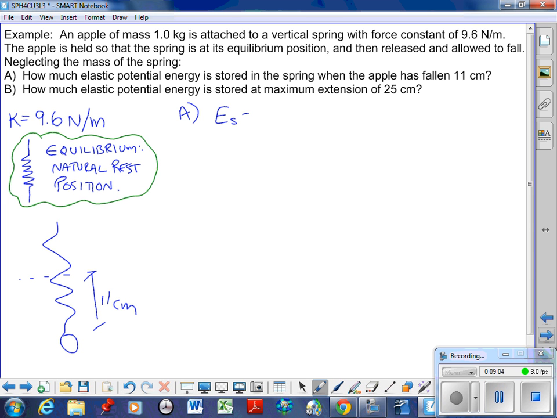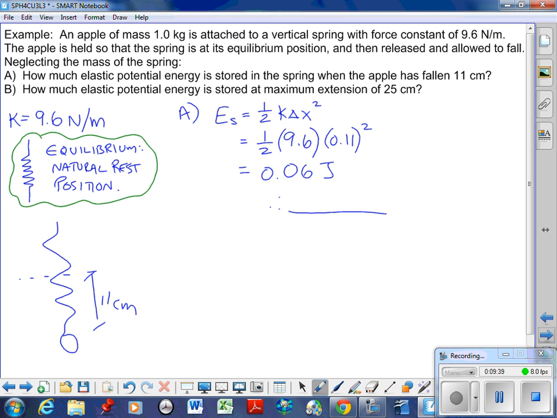So energy in the spring is equal to 1/2 K delta x squared. The only trick here is we got to make sure we work in metric or in SI units. So we do want to use 0.11 squared, not the 11. It's got to be in meters if you're doing these calculations. So when you do that calculation, 0.5 times the 9.6 times 0.11 squared equals 0.06 joules of energy.